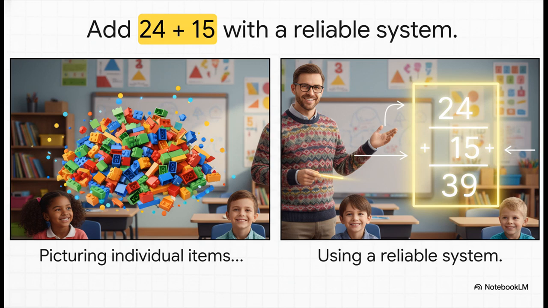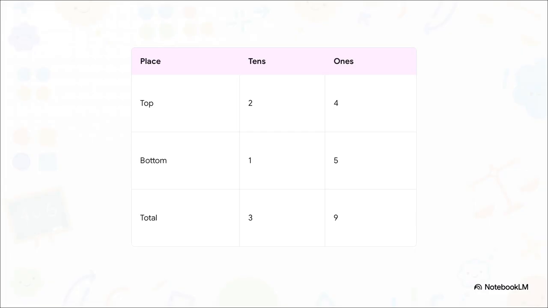Now, you might be wondering, how exactly do we handle adding numbers when we suddenly have 2 digits involved instead of just 1? I mean, we can't easily visualize 24 individual items and another 15 individual items in our heads all at once, right? That's just chaos. We need a reliable system. And that system relies on an absolutely crucial concept, place value.